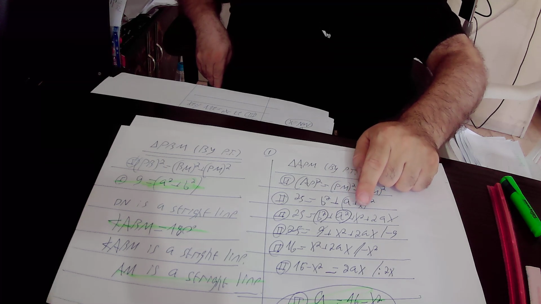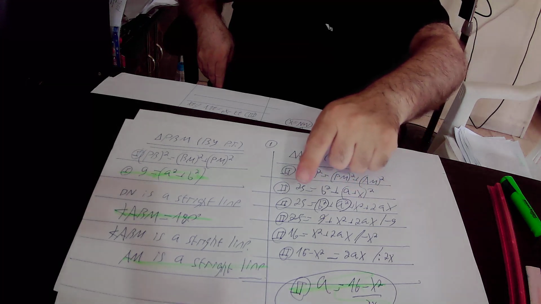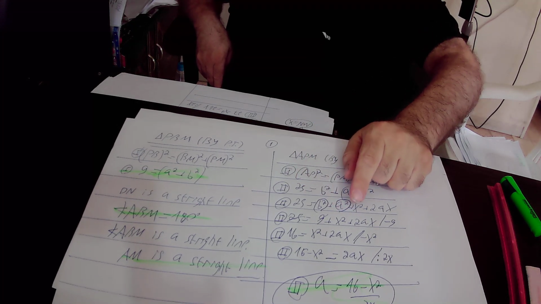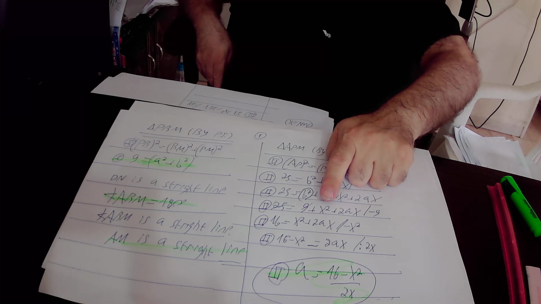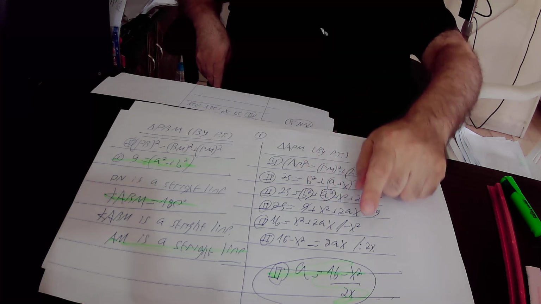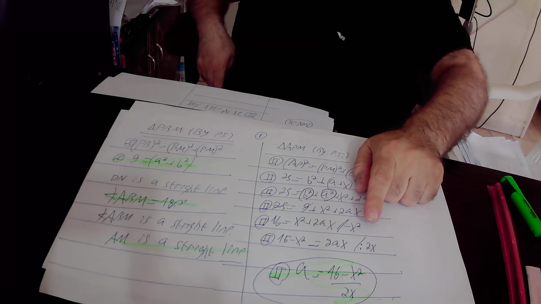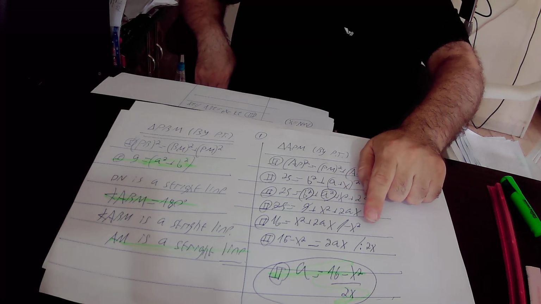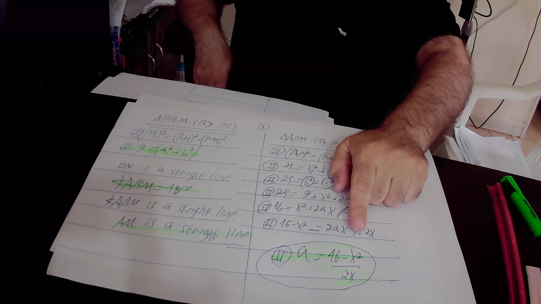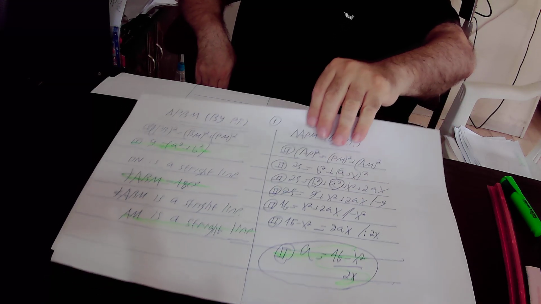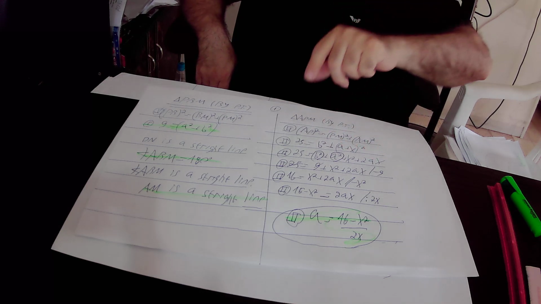We subtracted 9 from equation number 2 and found out that 25 minus 9 is 16, which is equal to x squared plus 2ax. Here we subtracted x squared from this equation and found out that 16 minus x squared equals 2ax. Here we divided this equation by 2x, and we found out that a equals 16 minus x squared over 2x. So we found out the value of a in terms of x.